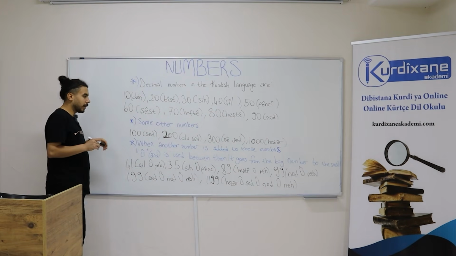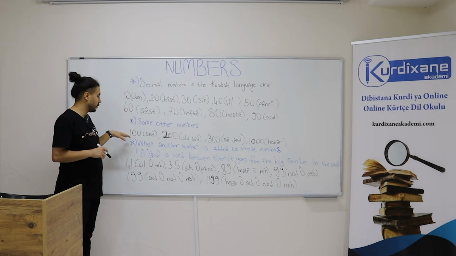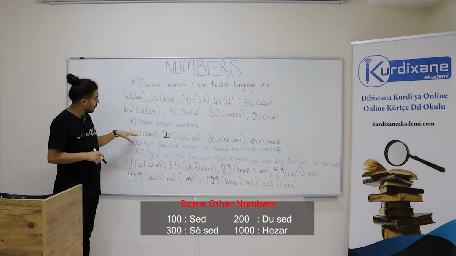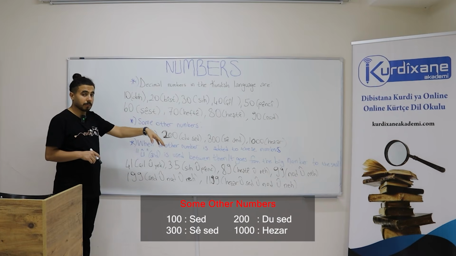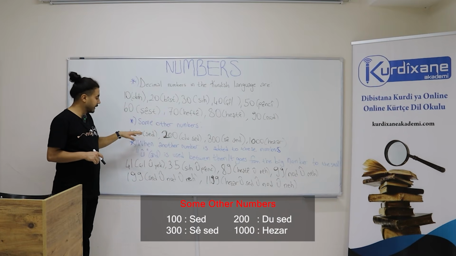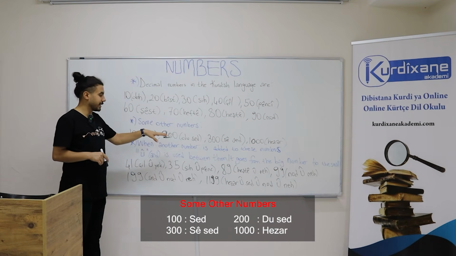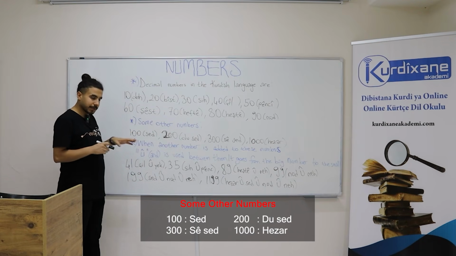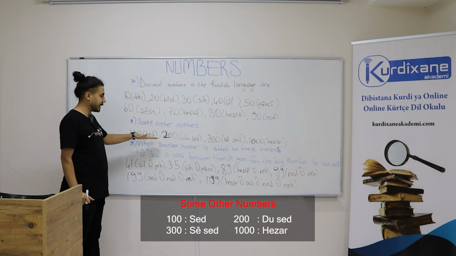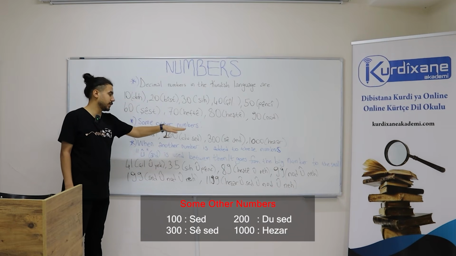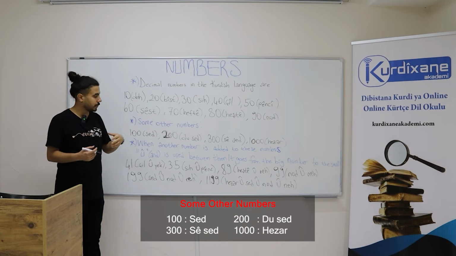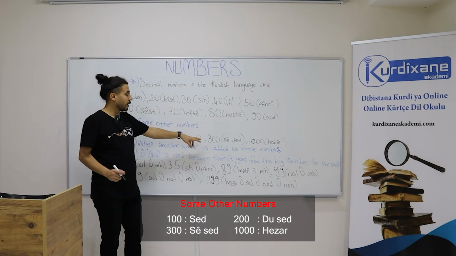So I want to talk about the numbers related to hundreds, like 100, 200, 300, thousands. So 100 is said, 200 is düset. So as you can see, it's quite easy. You just say two and you say 100. Düset, 200, just like the English language.